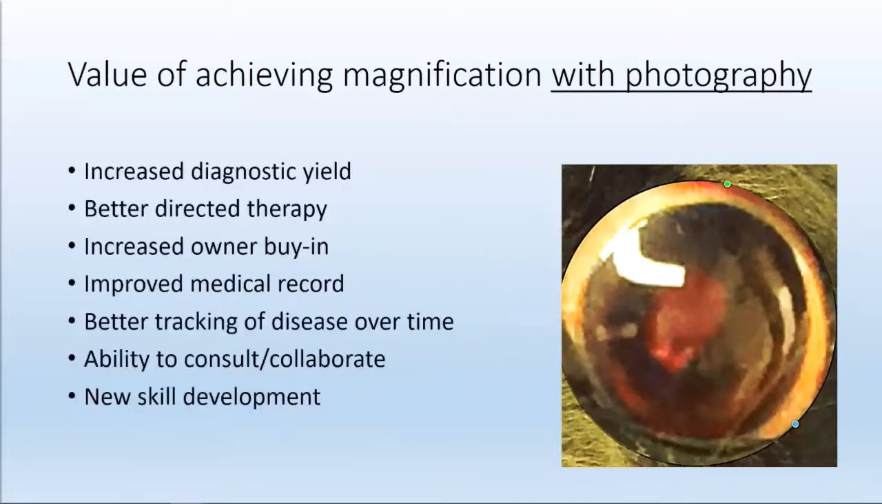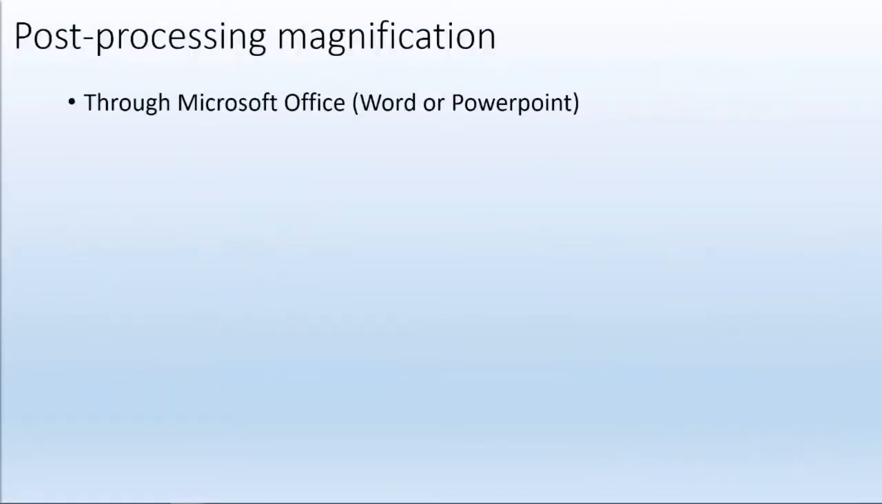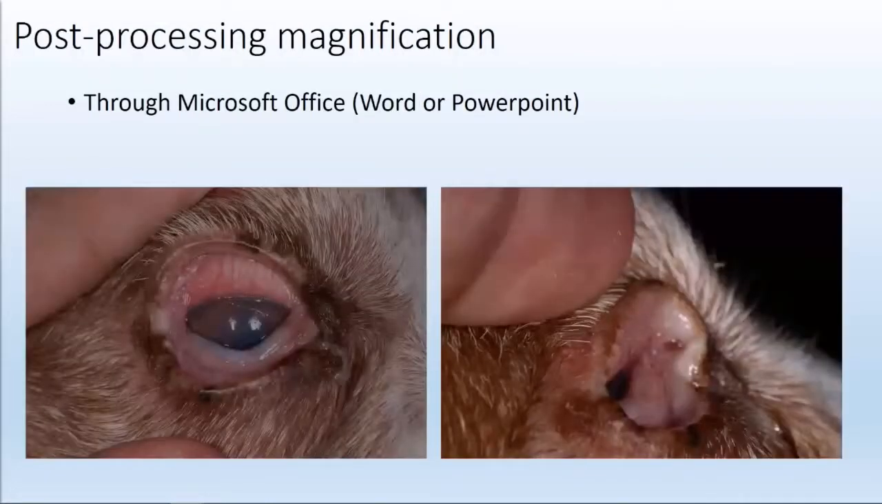So it's all the things that we just talked about with photography in general: diagnostic yield, better directed therapy, people buy into it, et cetera, et cetera. This is a case that I actually didn't diagnose at the time of the examination, but as I was showing the owner photos on my phone and just zooming in, the diagnosis just popped out at me because it's the first case of, well, you'll see in a second.